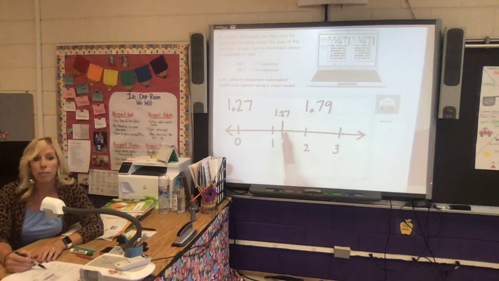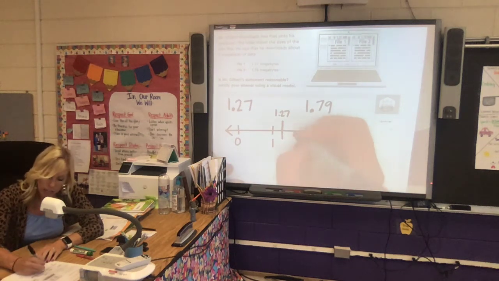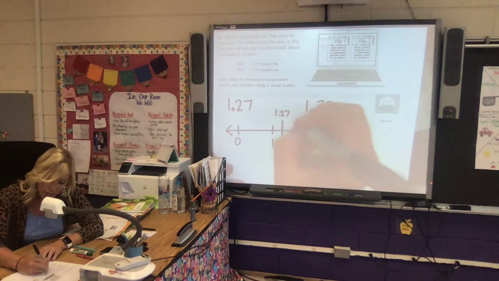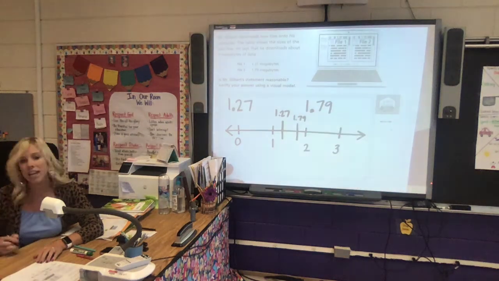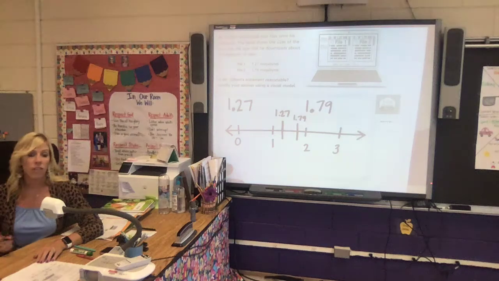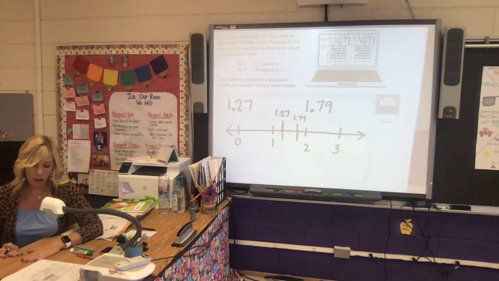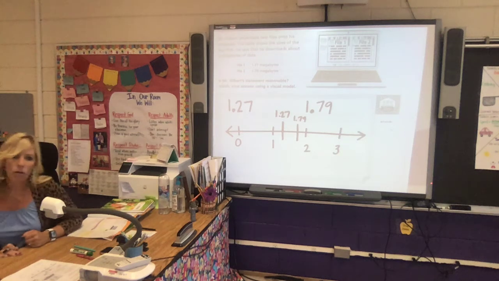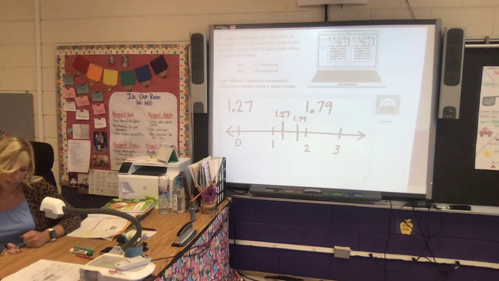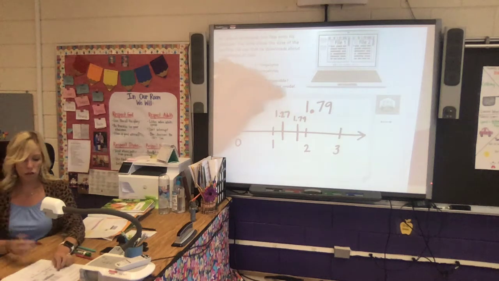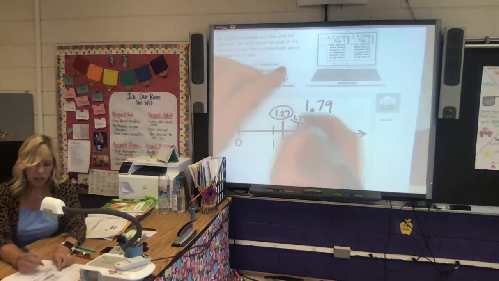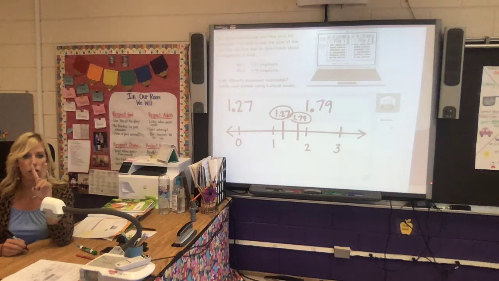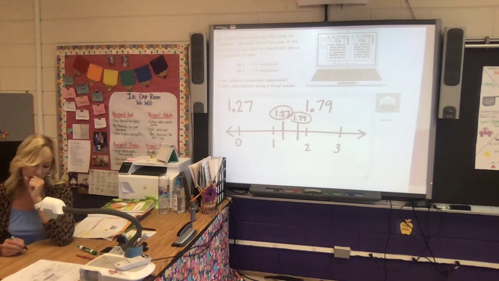I know it's going to be more than halfway. So let's put our 1 and 79/100ths right here. We could even argue and say that's pretty close to the 2. Okay, so now that we've got that there, let's think about, does his answer make sense? If we put these two values together, is it going to be about 2, the whole number 2?